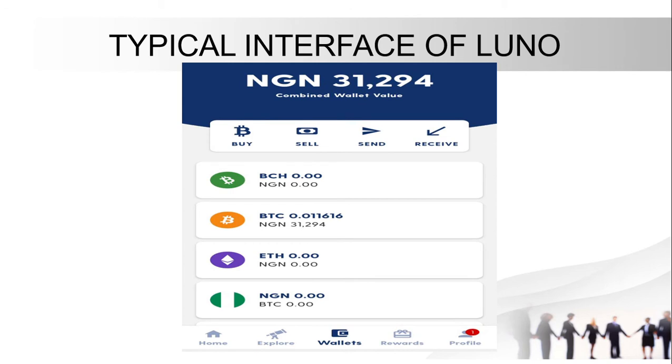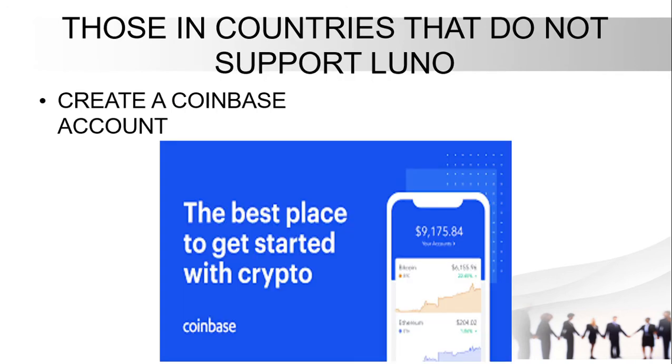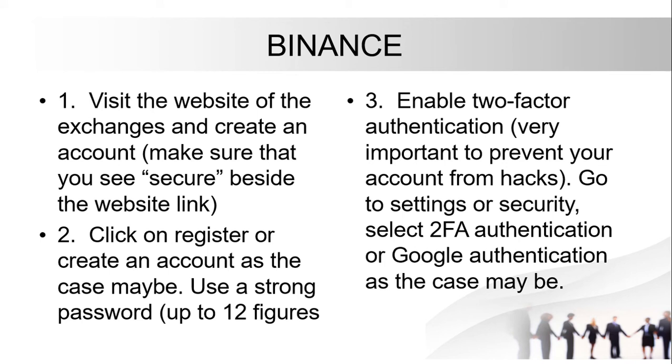So this is a typical interface of the Luno wallet. You buy your crypto, you sell it for Naira, you withdraw it back to your account, you fund your Naira wallet, and you can send or receive Bitcoin and Ethereum using this Luno wallet. For those that are not in countries that support Luno, you can have a Coinbase account. It's another popular exchange, almost like Luno, but Luno is easy for those of us in Nigeria and the likes to access and convert our crypto back to cash. Binance is one of the exchanges where you can buy and trade cryptocurrency.